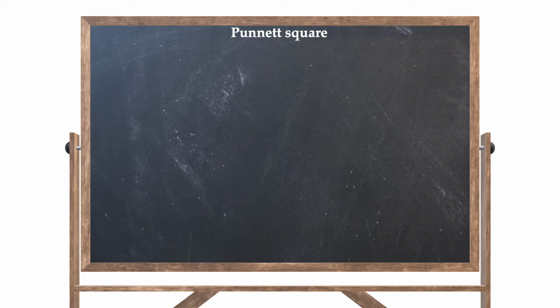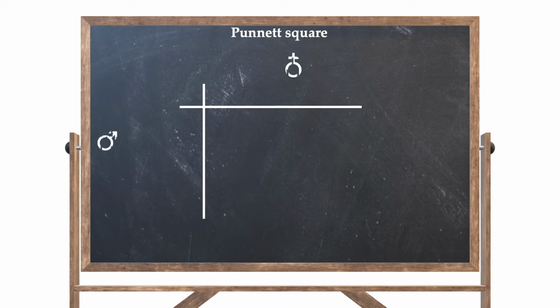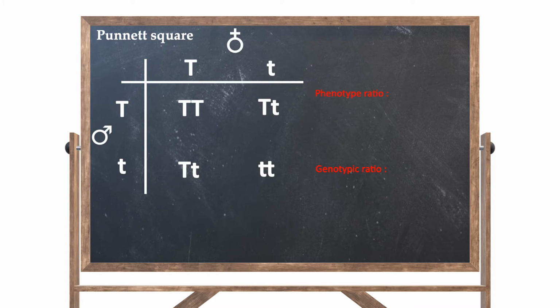Again, what do we do? First, we draw these two lines to form a table and then write the male and female symbols and the genes here. These are the combinations that we obtain on crossing these plants. So what would be the phenotypic and genotypic ratio here? If you remember, the phenotype refers to the observable physical properties that can be visualized with the naked eye. So we can clearly see that there are three tall plants and one dwarf plant. So the phenotypic ratio is 3 is to 1.